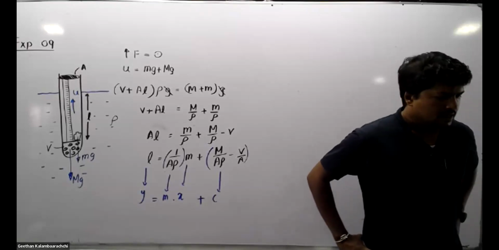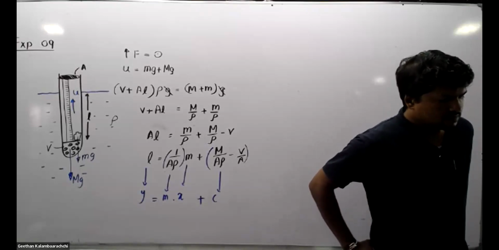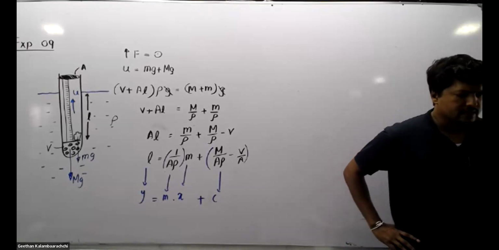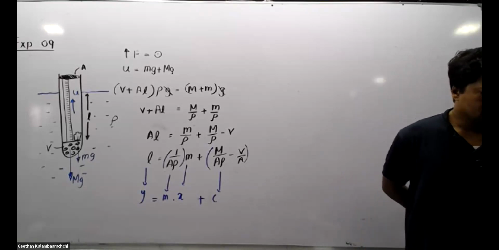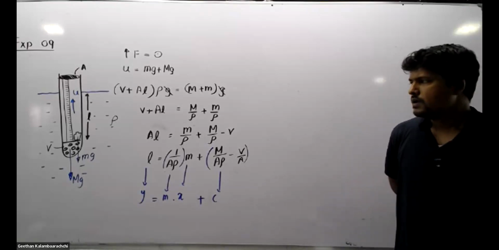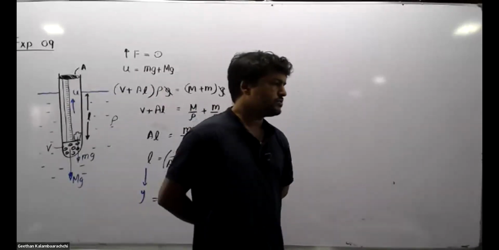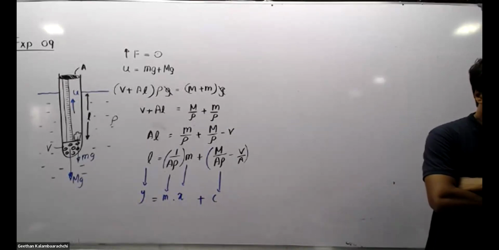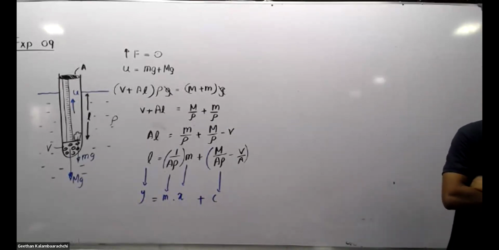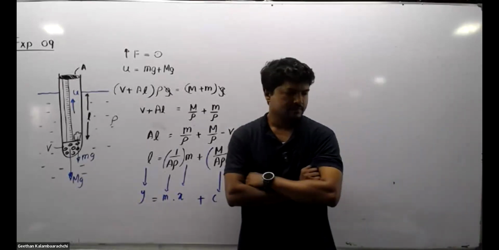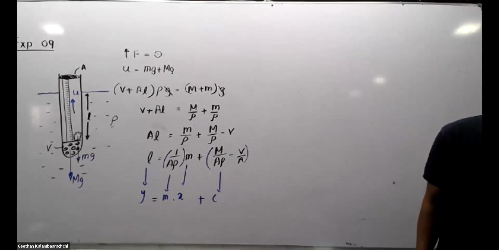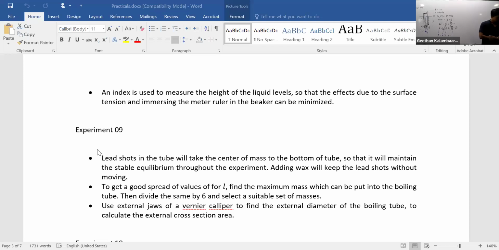Lead shots in the tube. We'll take the center of mass to the bottom of the tube, so that it will maintain the stable equilibrium throughout the experiment.